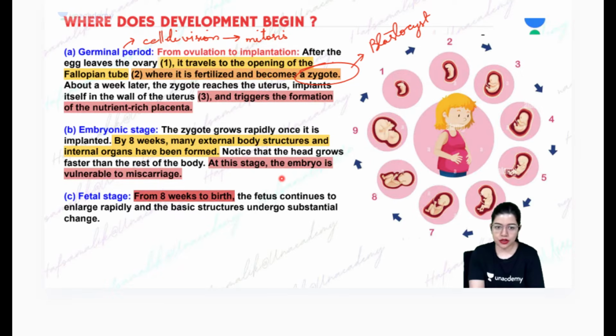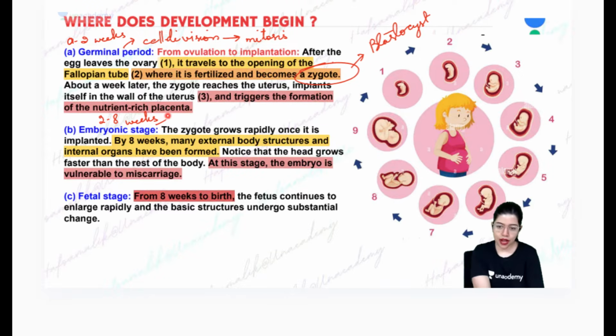Now, in the embryonic stage, the zygote grows rapidly once it is implanted. What happens over here in the embryonic stage? This is from 2 to 8 weeks. अब ये तो first 2 weeks था ना? 1 to 2 weeks या 0 to 2 weeks. This is from 2 to 8 weeks. Which one?